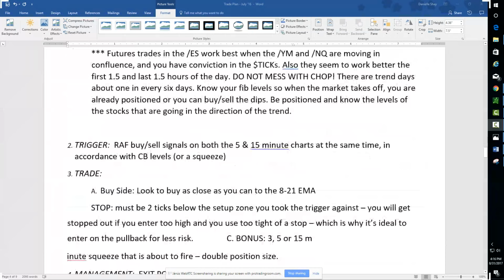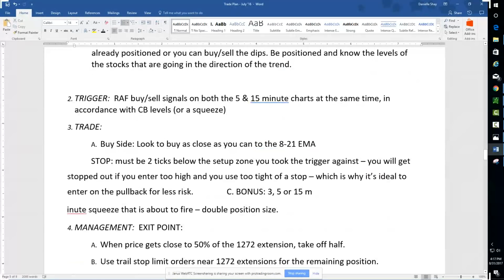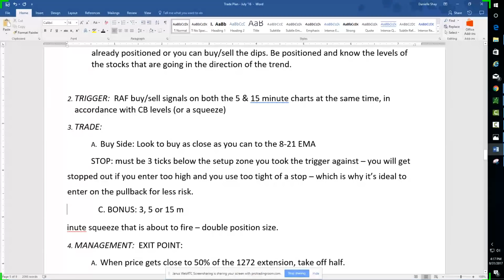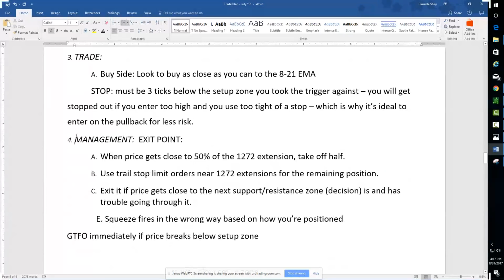Yes, no, maybe so. So here is the RAF buy sell triggers on both the 5 and 15-minute charts at the same time in accordance with CB levels or a squeeze. So same thing as always, you look to buy as close as you can to the 821 EMA. My stop, I would say 3 ticks below the setup zone you used. Don't buy extended things, especially in futures, because it is pricey. Anytime Carolyn's levels have a squeeze at the same time, that is a boom, boom.